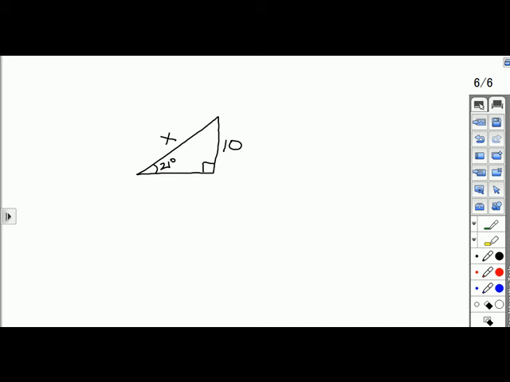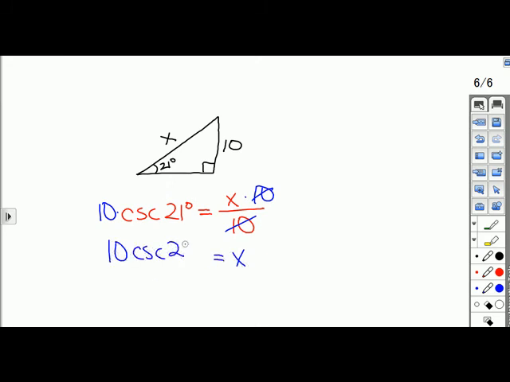Let's say we use a different trig function so x is on top. Okay, so I'm going to use cosecant because the definition of cosecant is that it is hypotenuse over opposite. Does that make sense? How would I get x alone here? How would I get rid of that 10 down on the bottom? I would multiply by 10. Okay. So now x is alone. X is equal to 10 times the cosecant of 21 degrees.